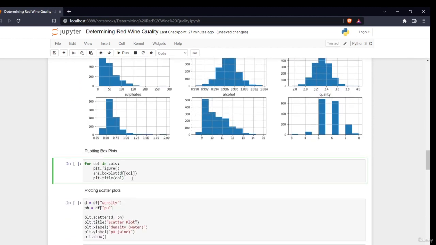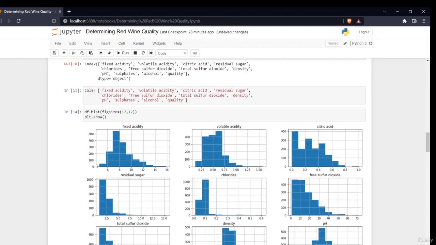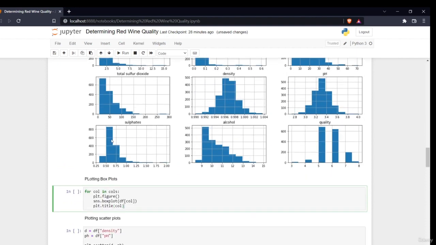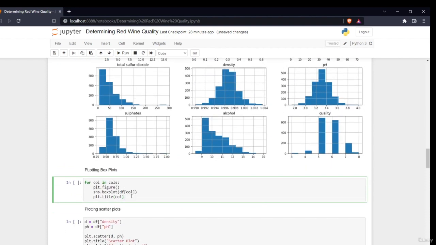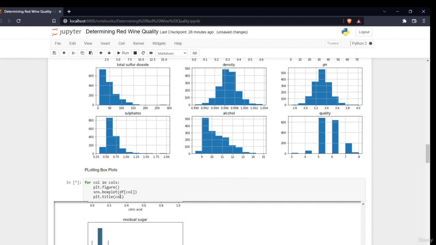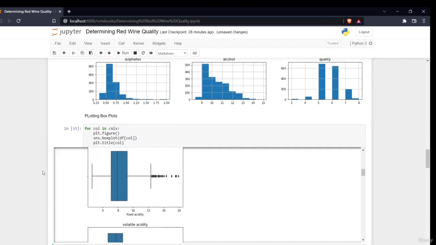And then we'll plot the box plot. So what we'll do, we'll try a loop for col in cols. The cols is my columns. So for each column, plot a figure, then plot a box plot, and then plot the title for that column. So let us see the box plot.